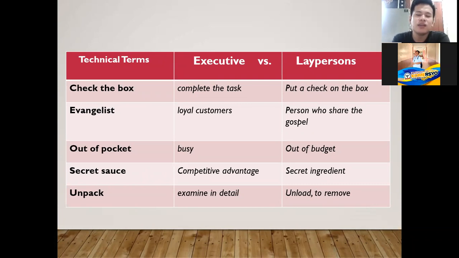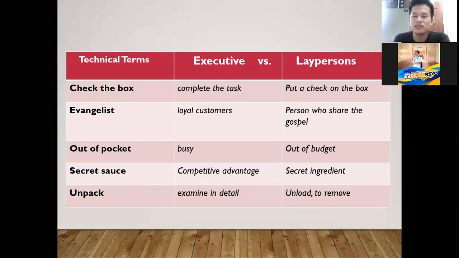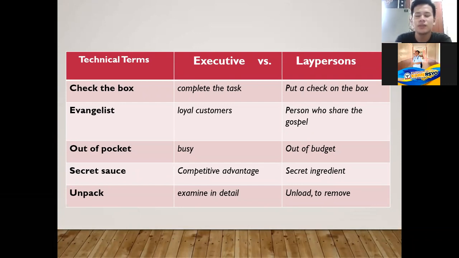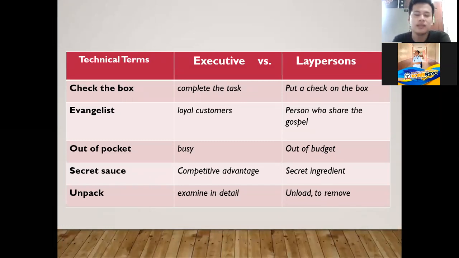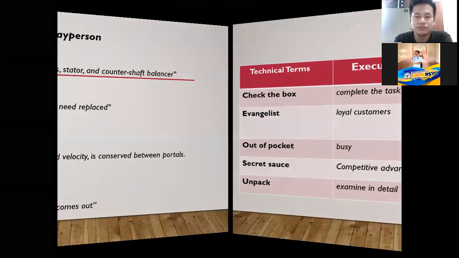Then, next is secret sauce. For an executive, that means competitive advantage. That is something unique in our process that we can say others don't see, because only we have that process. That's our competitive advantage. However, when you say secret sauce to a layperson, the meaning is secret ingredient, right? Then unpack. It means to examine in detail. However, for the layperson, it is to unload or to remove.